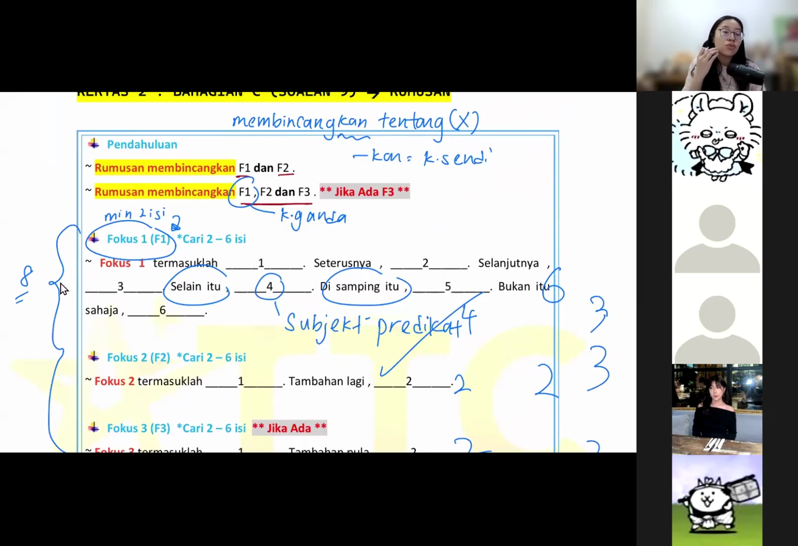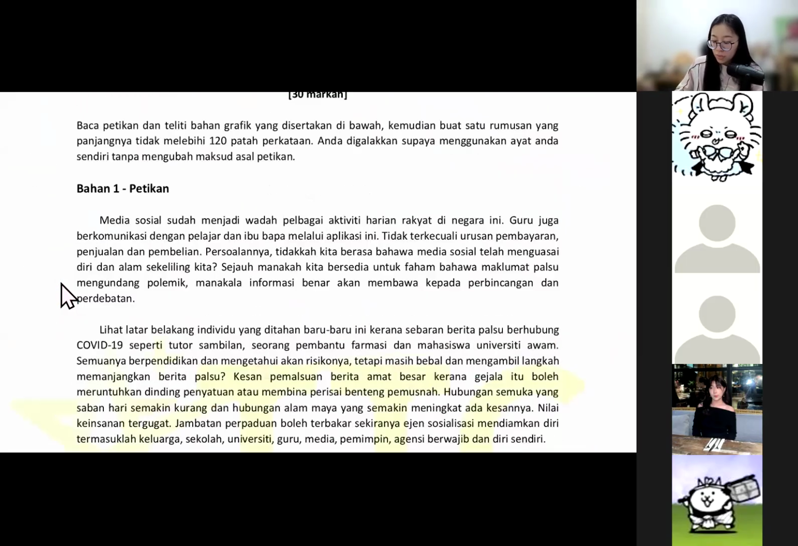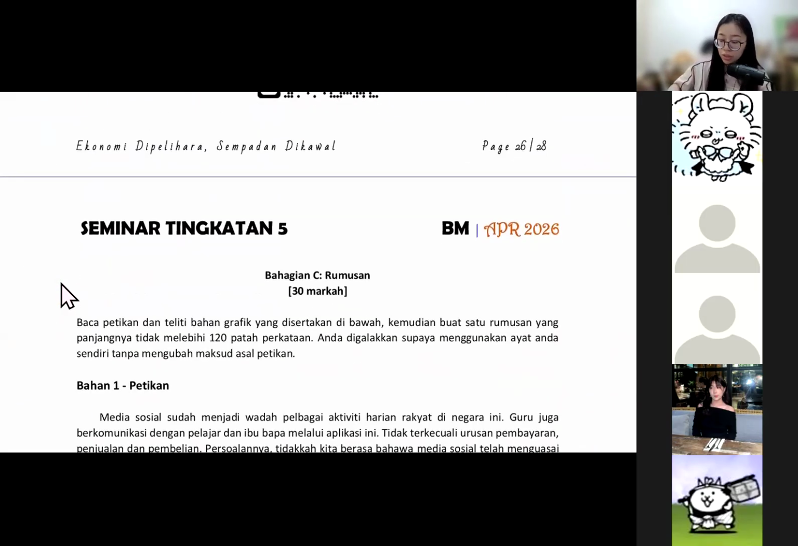Okay, since now I already started to discuss about the rumusan, we do the rumusan question first. Then we go for karangan. Is it okay? Now, I need you to turn to page 27 and 28. Now, rumusan, always remember, you need to go find your topic first. 27 and 28. So now, go find your topic. What is this topic about? And then what is the kata for your focus satu?